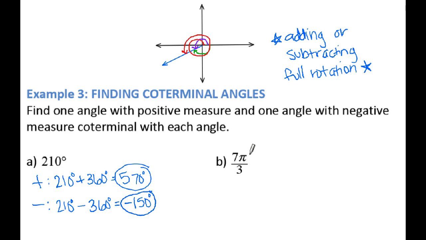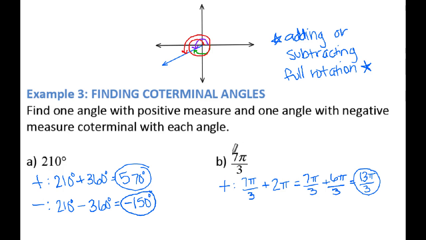Radians work in a similar fashion to degrees. So for degrees, a full rotation is 360. For radians, a full rotation is 2 pi. So if I want to find a positive coterminal angle to 7 pi over 3, I'm going to go ahead and add a full rotation, which in radians is 2 pi. So 7 pi over 3 plus 2 pi is going to give me 7 pi over 3 plus 6 pi over 3, just adding fractions, which is 13 pi over 3. So 13 pi over 3 is equivalent to 7 pi over 3 when you actually sketch it out.